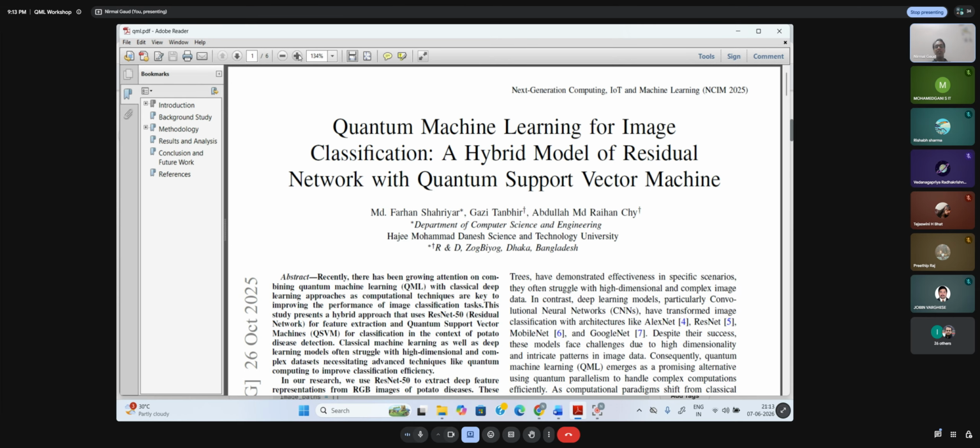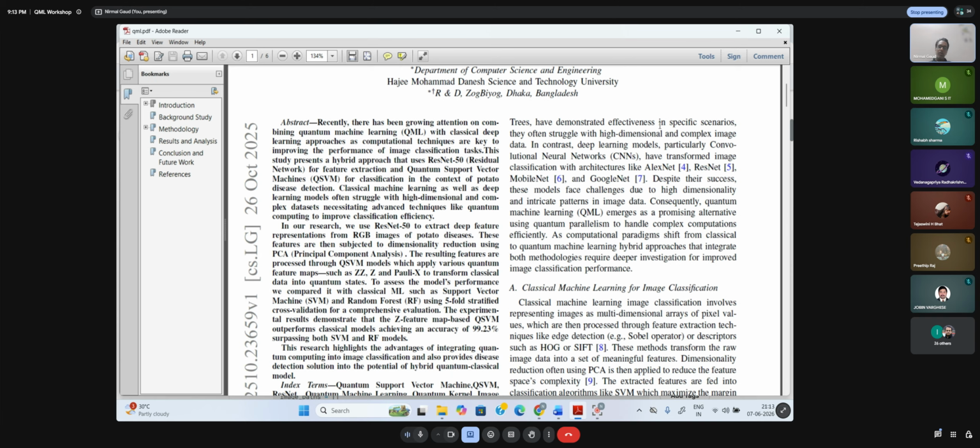Quantum machine learning for image classification, a hybrid model of residual network with quantum support vector machine, published in Next Generation Computing, IoT and Machine Learning, NCIM 2025. Might be some conference or whatever. Here this paper is published. All right. Now, what they have mentioned, let's study from the abstract.